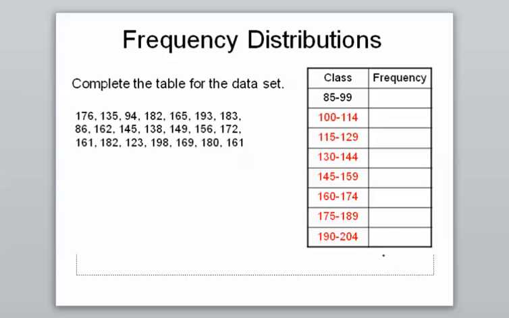So 176, well 176 would be in this one right there. 135 is the next number, that'd be in this one right here. 94, that would be in this one right here. 182 would be back down here in this one. 165, well that'd be right here in this one. 193, that'd be in this one. 183, that'd be here. 86, that's back up here.